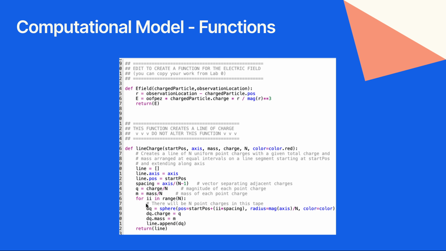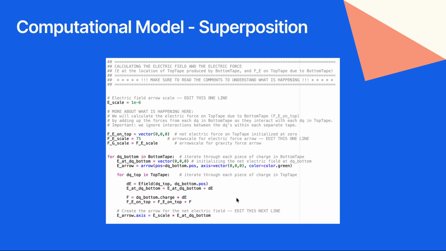Okay, and then these are the actual functions of my computational model. Here we're calculating the E field, and down here we are creating the lines of charges that I mentioned earlier. And this is the last part of my computational model, which is a superposition, where we're calculating the electric field and the electric force. As you can see here, there's the bottom tape and the top tape, and we're running through all of this and iterating in order to create all of these vectors.